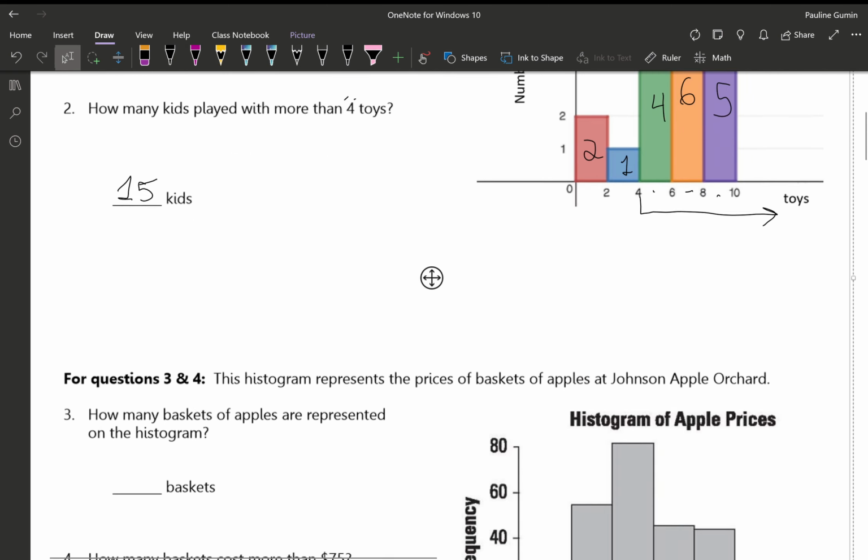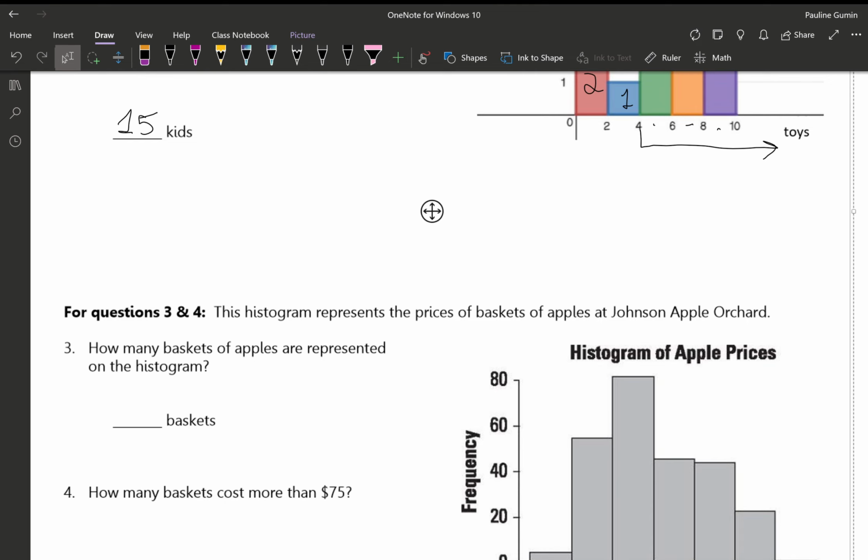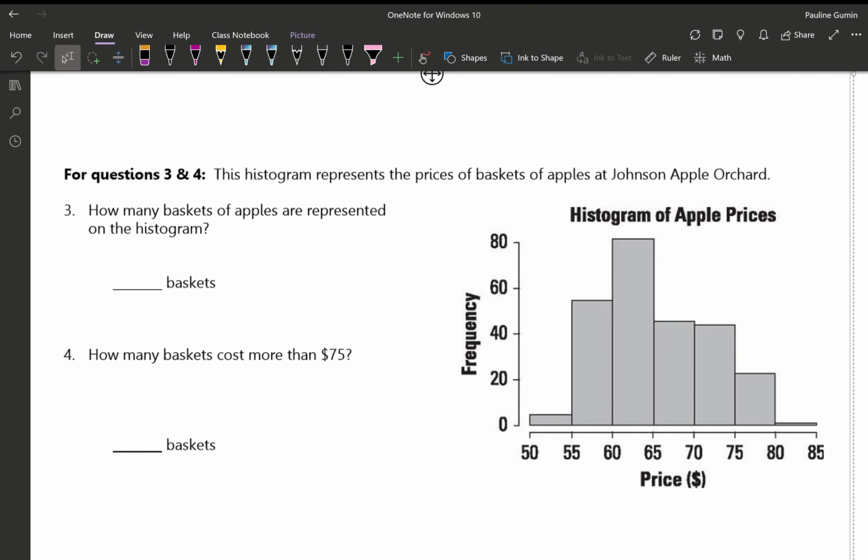Okay. For questions 3 and 4, let's look at this histogram. And this one's a little funky because it's not labeled as beautifully. So when you do this on your own, you might have a slightly different answer than me, but as long as it looks reasonable, we're good to go. Number 3 asks us, how many baskets of apples are represented in the histogram?